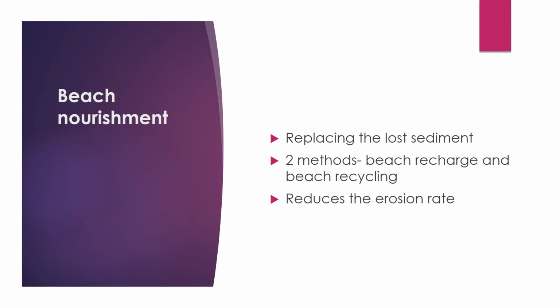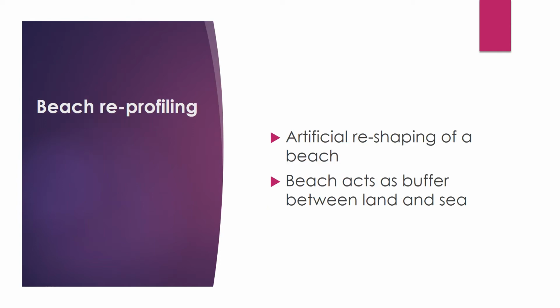There are two ways sand can be replaced on a beach. Beach recharge, which is where sediment is dredged, so you pump in the sediment from the seabed, and then this is spread out onto the beach using bulldozers. The other method is beach recycling, which is removal of sand from the downdrift area, which has been building up, and returning it updrift. So basically you're moving it from down the beach back up to the top of the beach again.